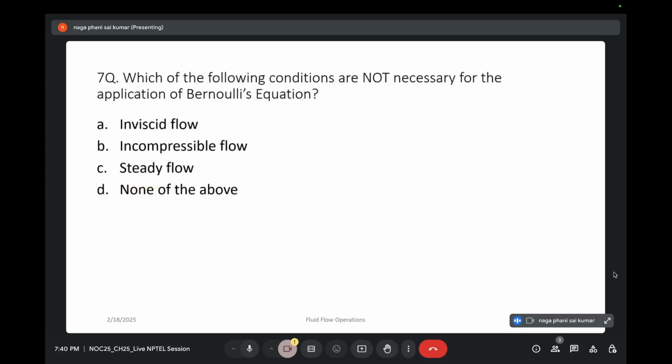So coming to seventh question, which of the following conditions are not necessary for application of Bernoulli's equation? That is inviscid fluid, incompressible flow, steady flow, none of these above. Which of these conditions are not necessary? We need all the conditions for Bernoulli's equation. So option D, none of the above, is correct.